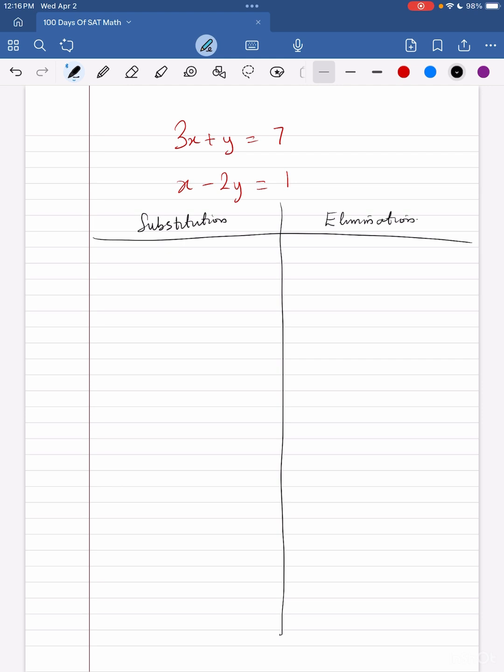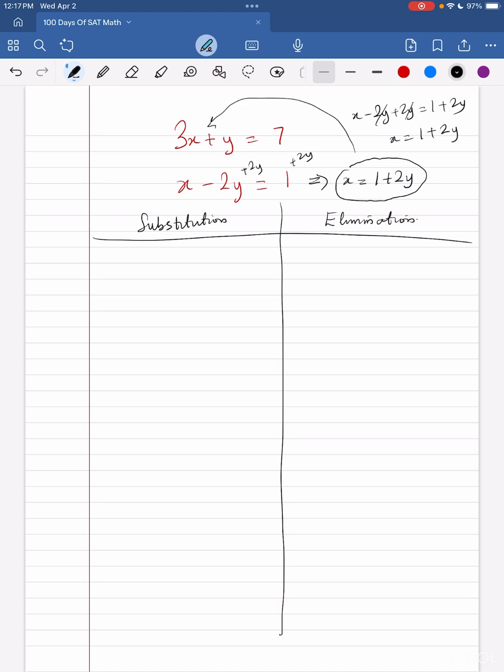Okay, now for the substitution method, we have 3x plus y is 7, and x minus 2y equals 1. From here, I can write that x equals 1 plus 2y. If I add 2y to both sides, that becomes x minus 2y plus 2y equals 1 plus 2y. Then this cancels, and you have x equals 1 plus 2y. Now, I can put this value of x into this equation.